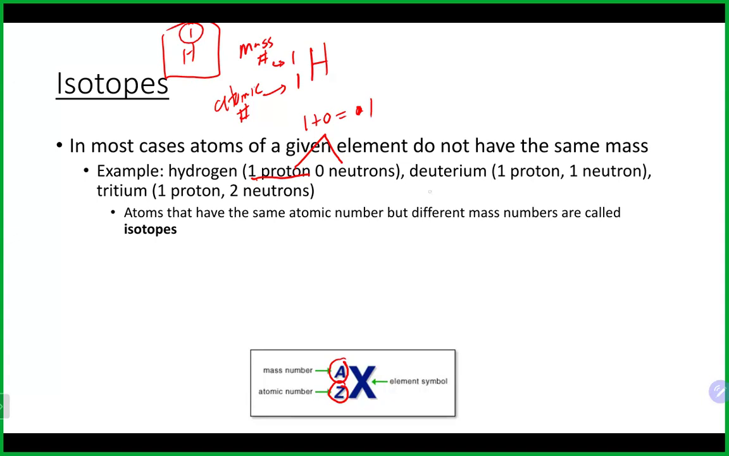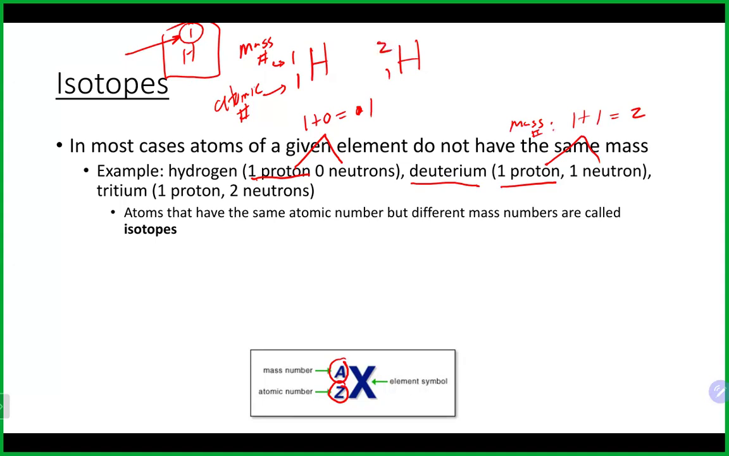Now, let's just say you came across deuterium, and you're like, that doesn't sound like anything I know. But what you see is you have one proton. All you have to do is go to the periodic table and go, oh, this must be a weird name for hydrogen, because it ultimately is still hydrogen. And that would be the symbol that you would use. It still has an atomic number of 1. But in this case, it has 1 proton and 1 neutron, which means the mass number is going to be 2.